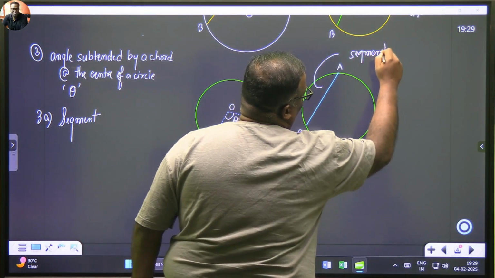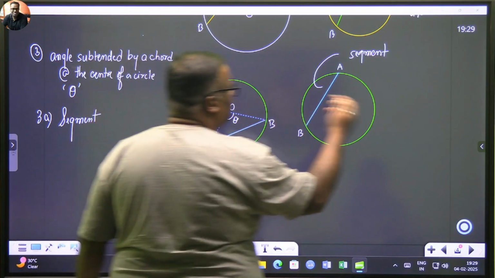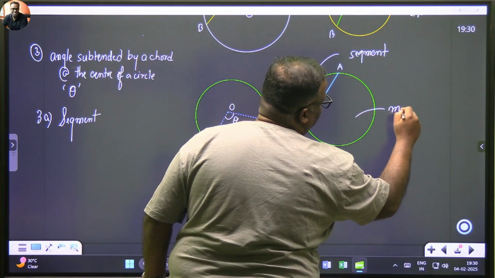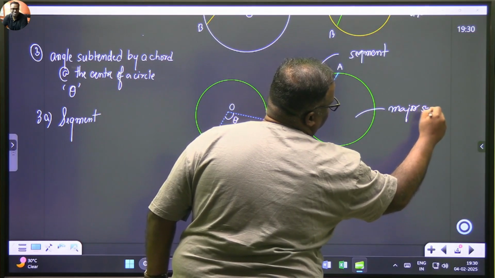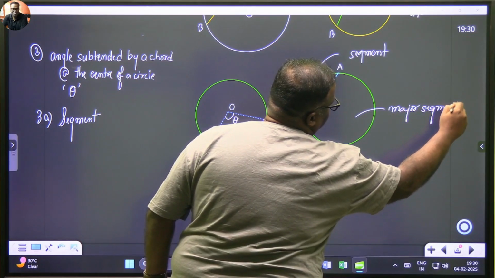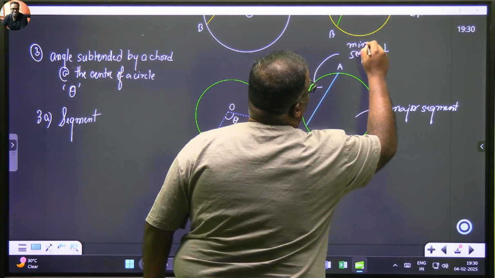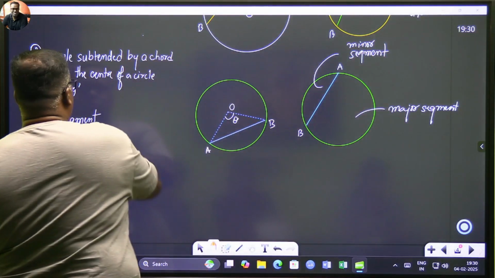So whenever a chord is drawn, a chord divides the circle into two segments. This will be known as my major segment. Children, do you understand this? And this will be known as my minor segment. So our next topic to understand was segment.